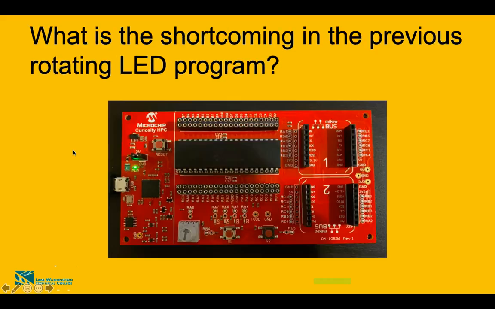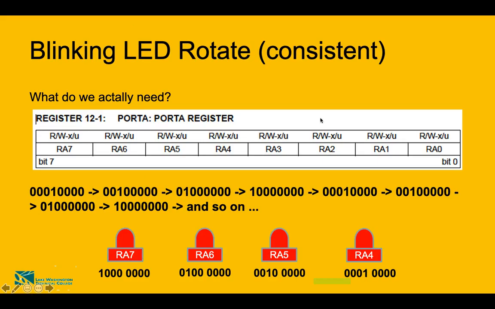So let me quickly go back here. You see here, this is RA4, RA5, RA6, RA7. These are the four LEDs we have, and we want these LEDs to turn on towards the left one by one. If these LEDs turn on towards the left, then this is the sequence of the 8-bit number into this Port A register. Initially this will be on.